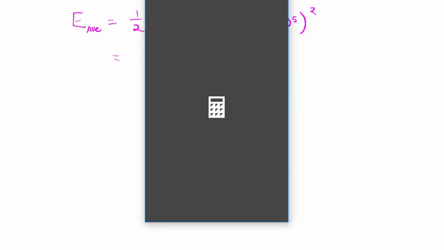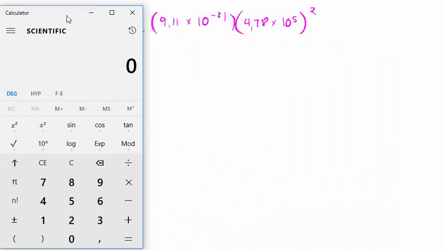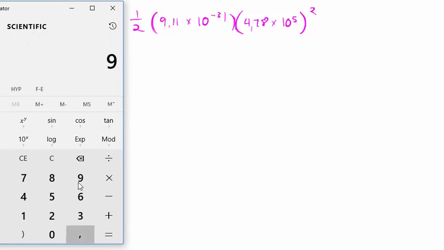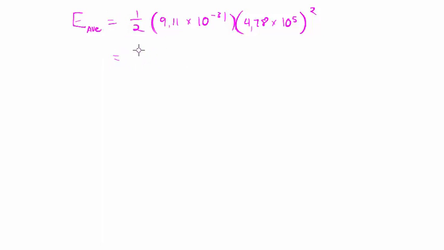Okay, so if I calculate it, that gives me 9.11 times 4.78 divided by 2 is equal to 21.7729. And now I just take these two times 10 to the power of negative 31 and 10 to the power of 5, which gives me 10 to the power of negative 26.